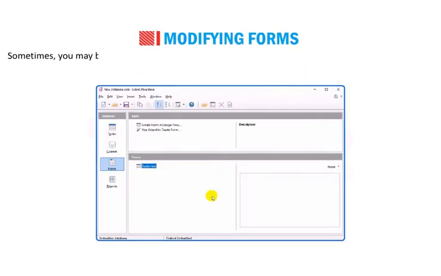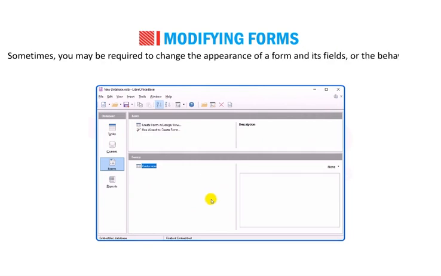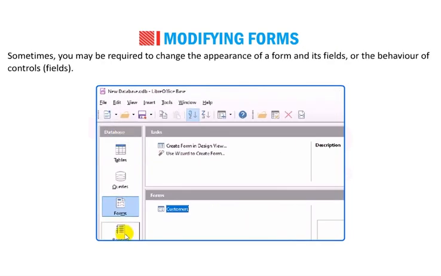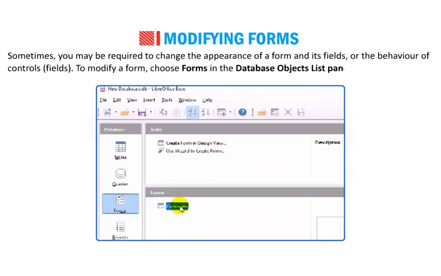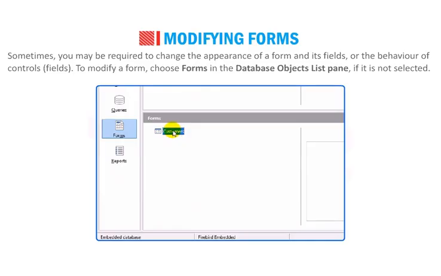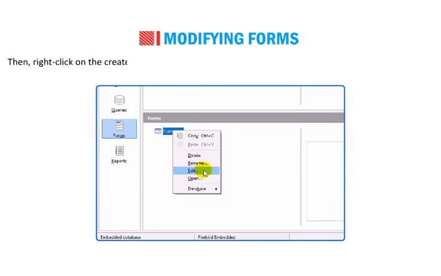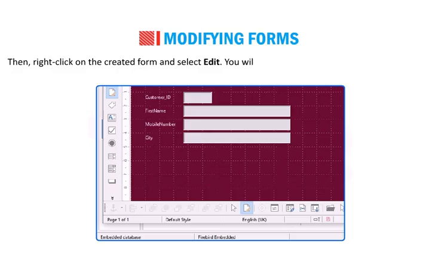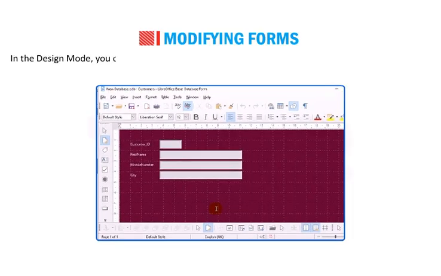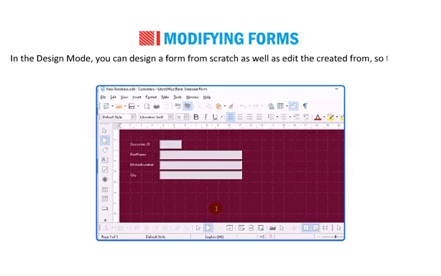Modify forms. Sometimes you may be required to change the appearance of a form and its fields or the behavior of controls fields. To modify a form, choose Forms in the Database Objects List pane if it is not selected. Then right-click on the created form and select Edit. You will switch into the design mode of the form. In the design mode, you can design a form from scratch as well as edit the created form so that it can act the way you want.